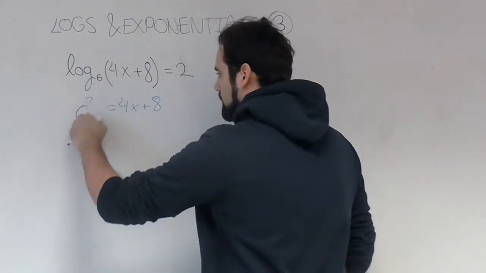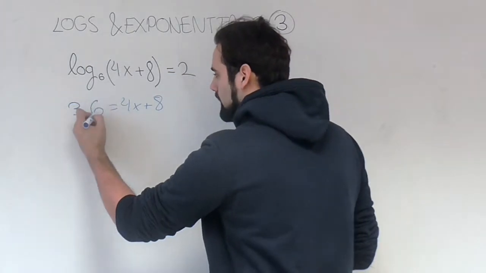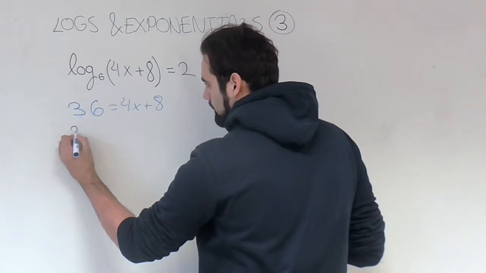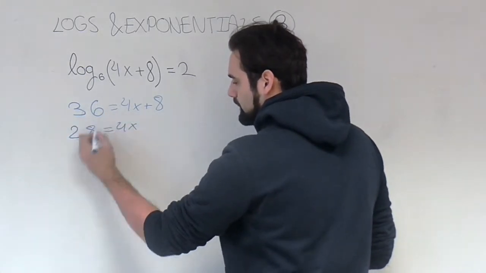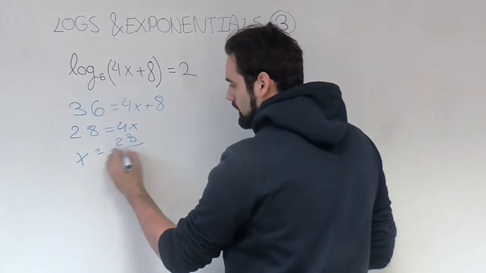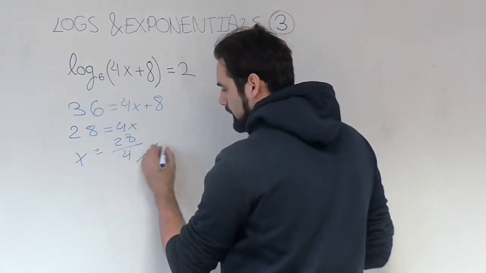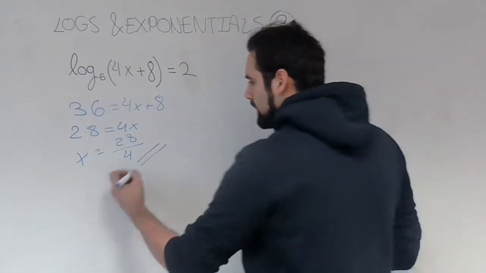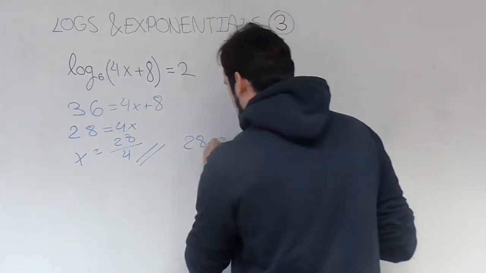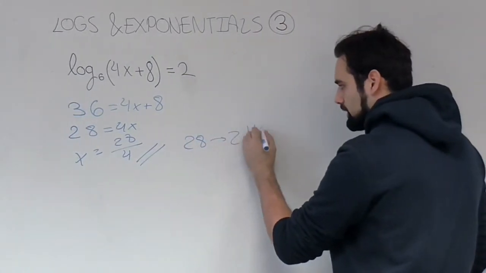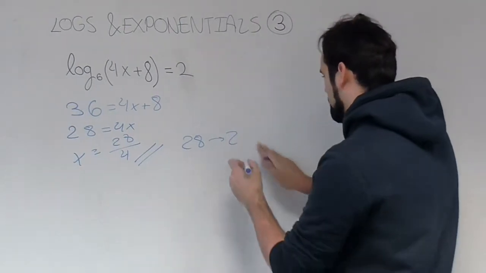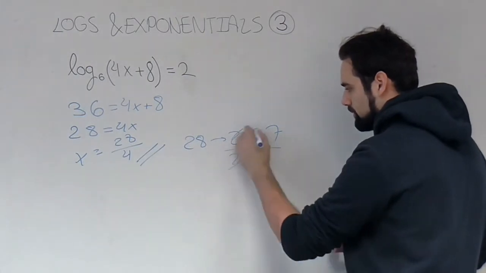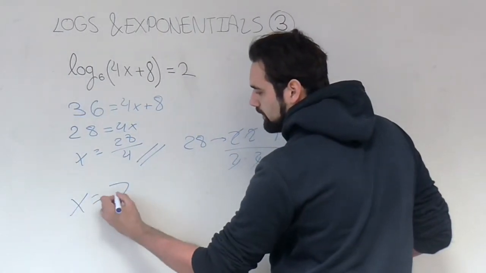6 to the power of 2 is of course 36 because it's 6 times 6. And then we move the 8 to the other side. So it's going to be 28 equals 4x, x equals 28 fourths, and that would be the solution. And of course we could simplify it. So 28 is 2 times 14, and 14 is 2 times 7, and then 4 is 2 times 2, therefore x would be 7.